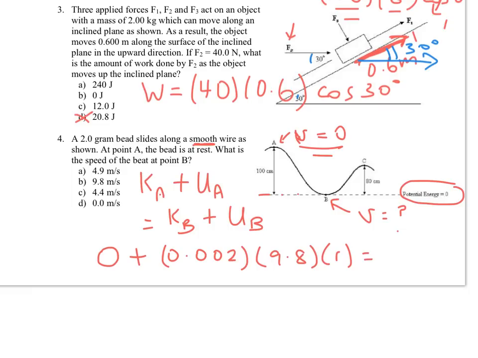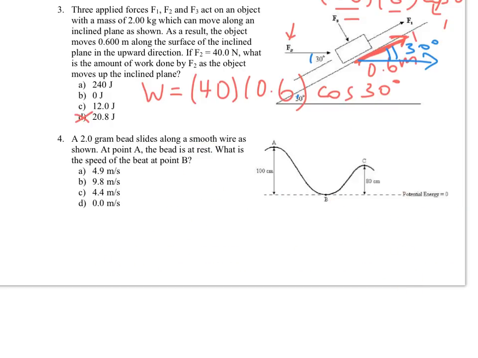This must be equal to K sub B, which is 1/2 mass, which is 0.002, times v squared. Sorry, I should erase that. Anyway, let's start all over again.